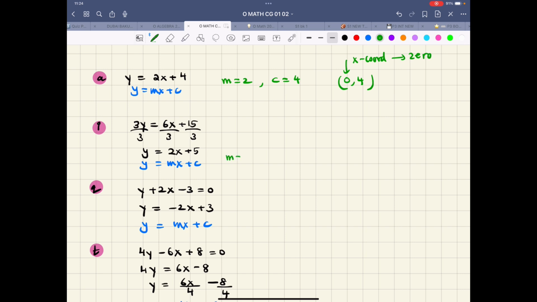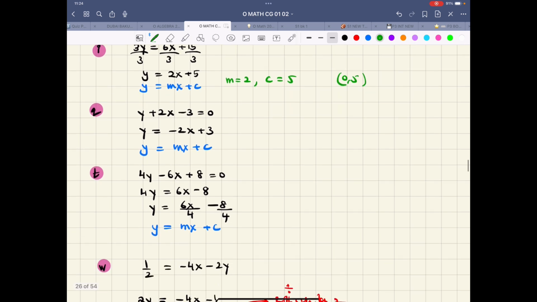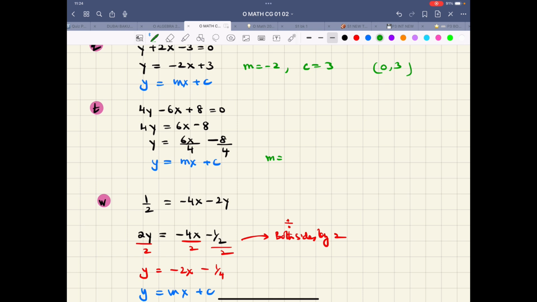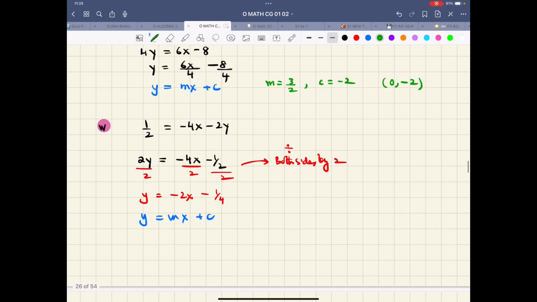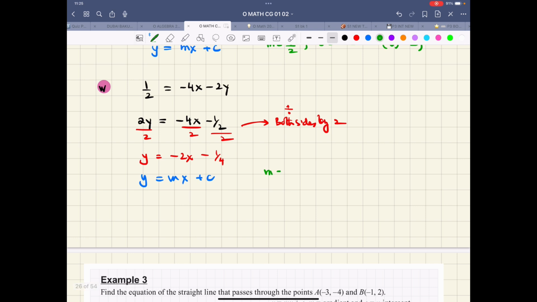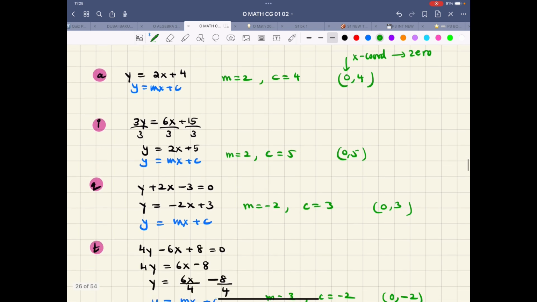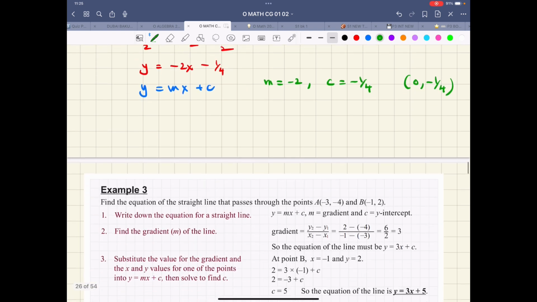Similarly, over here, gradient is 2, y-intercept is 5, coordinate of c is (0, 5). Over here, gradient is negative 2, y-intercept is 3, coordinate is (0, 3). Over here, gradient is 6 over 4, that is 3 over 2, and y-intercept is negative 2, coordinate (0, negative 2). Over here, gradient is negative 2, y-intercept is negative 1/4, coordinate (0, negative 1/4). So that's how this basic question is done. Yes, it is basic, but it's very important because it will go all the way to A-level math.